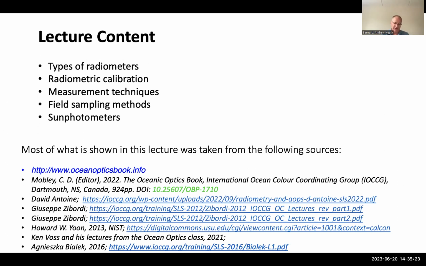I'll also talk about a unique system called the sun photometer, just to give you some exposure to more atmospheric measurement using radiometry.